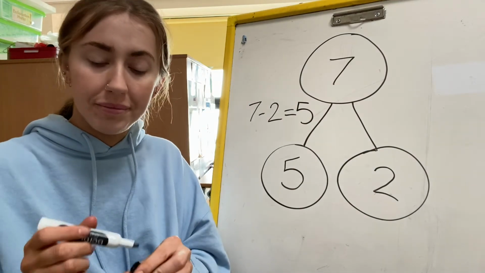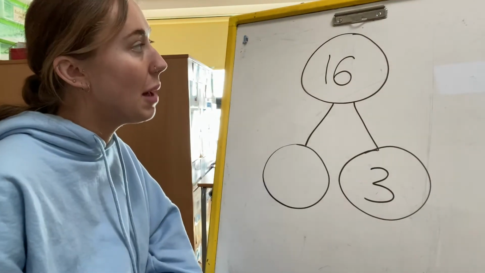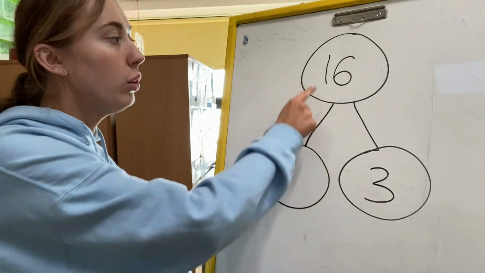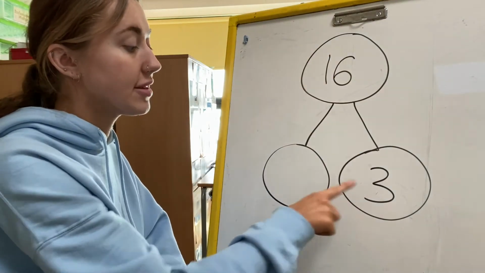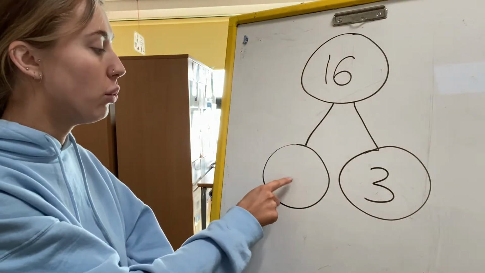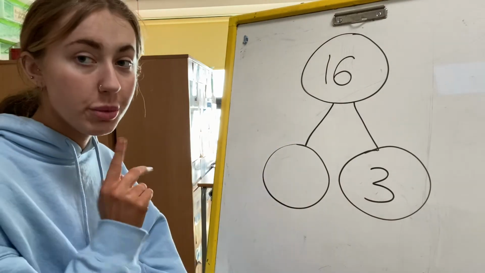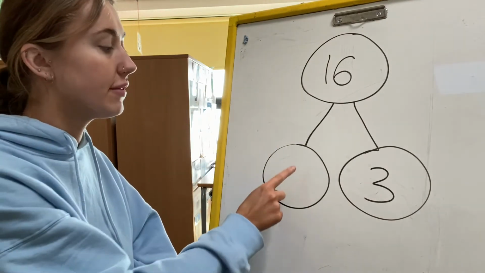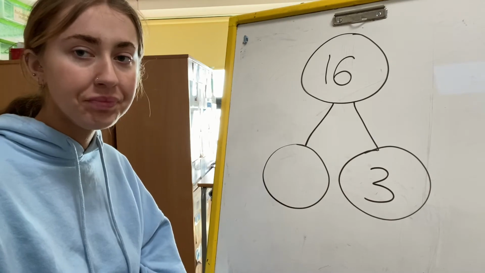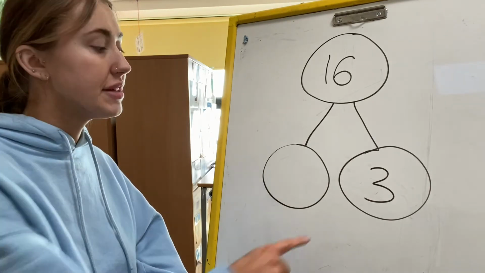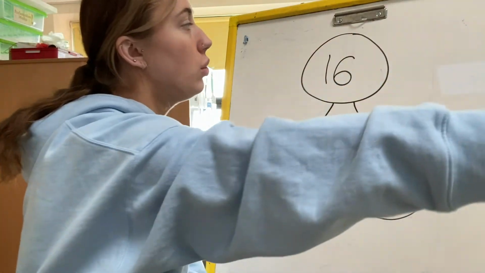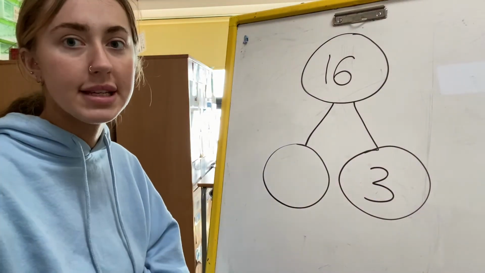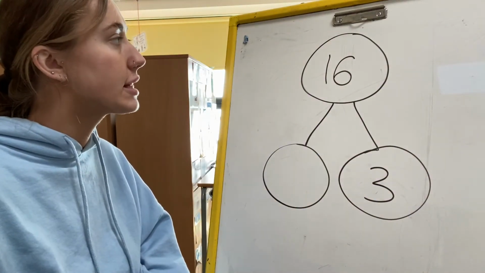Shall we do another one? So this time in my part whole model, my whole is 16 and one of my parts is 3, and I want to work out what this part is. So what do we do? Can you tell your adult what we do to figure out what this other part is? That's right, we take away 3 from the whole to work out what the other part is. So let's see if we can figure this one out.